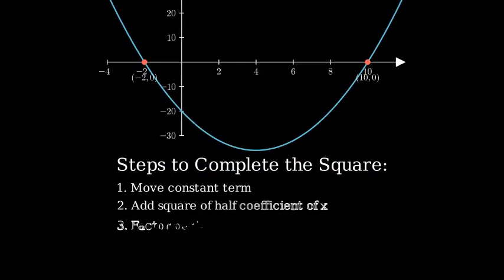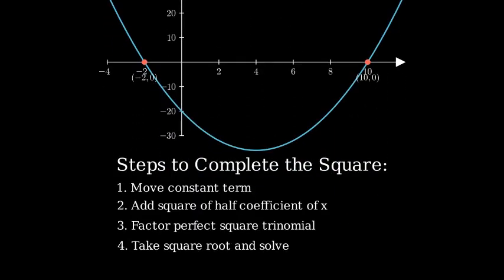In summary, we solve the quadratic equation by completing the square. First moving the constant term, then creating a perfect square trinomial by adding the square of half the coefficient of x, and finally solving for x by taking the square root of both sides.